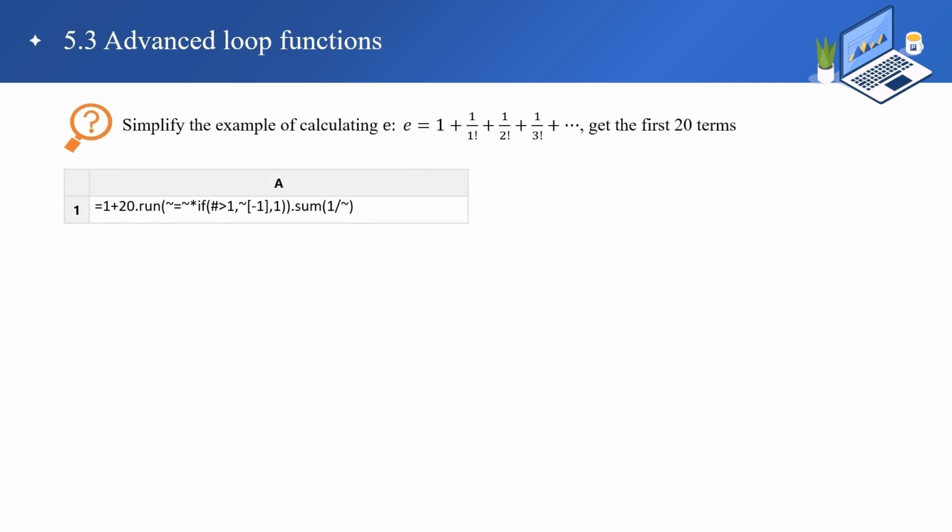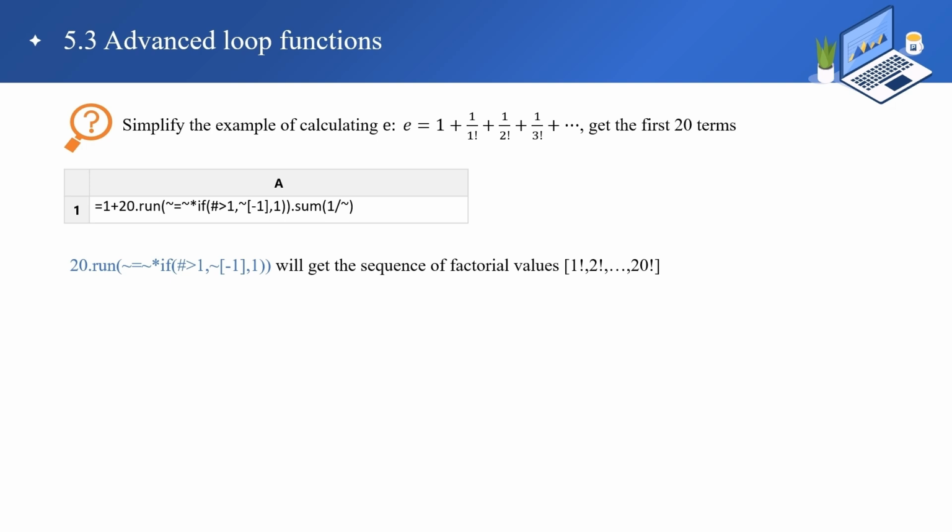With this mechanism, we can simplify the calculation of e, abandon the use of a temporary variable, and use only one expression. In this code, the 20.run tilde equals tilde times if hash is larger than 1, tilde minus 1, 1, will get the sequence of factorial values, that is, factorial value of 1, factorial value of 2, until factorial value of 20. Before each cycle, tilde minus 1 is already the factorial value of the previous round, and then times tilde is the factorial value of the current round.